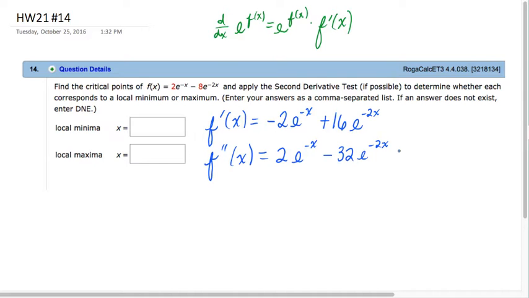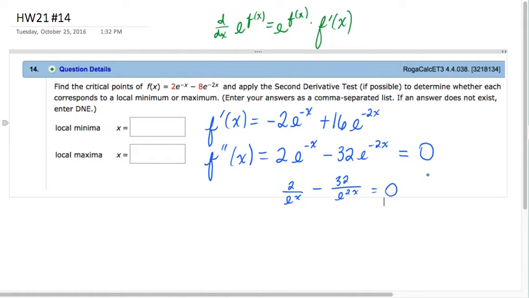So we need to figure out where is that undefined and where does it equal 0. Let's write these with positive exponents. So this would be 2 over e to the x. This means 32 over e to the 2x. Are there any values of x that you can plug in that will make either of those denominators equal to 0? No, because e to the x never equals 0. So it exists everywhere, so we need to solve that equation.